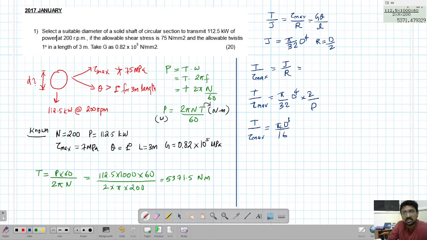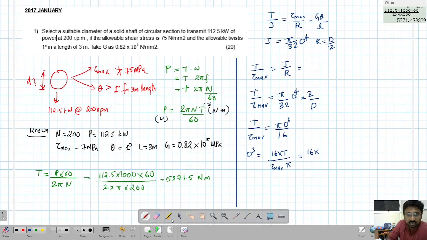So this equation is the simplified form of the first two parts of the torsion equation. Torsion is known, tau max is known, only d cube is unknown, so we can find d cube. So d cube will be 16 times T divided by tau max times pi. Now here you have to remember that the torsion is in Newton meter.